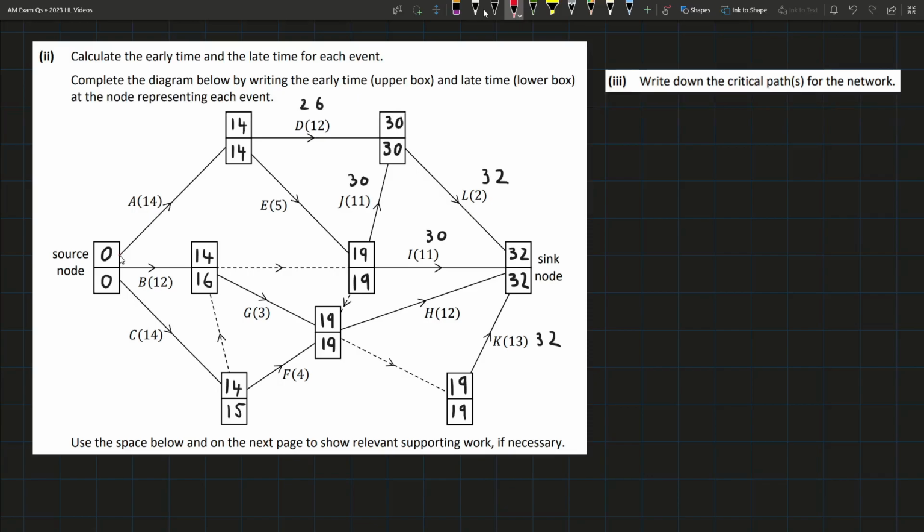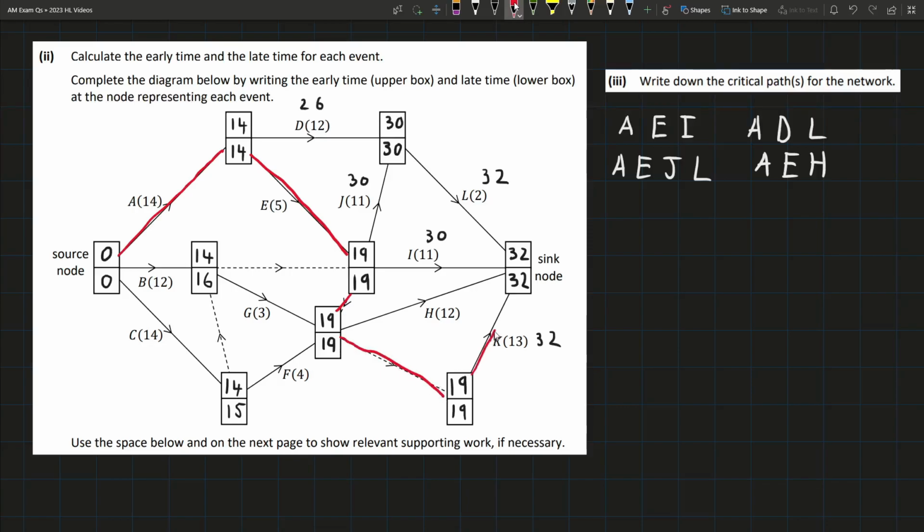So I'll just draw in red, one could be A, then down to here, and then to here. So that's 1, that's A, E, I. We could also have A, then do D, and then L. We could also have A, then E, then J, then L. Then we could also have A, E, then to here, then H. And finally, we could also go down to here, and then up to here, that's A, E, K.